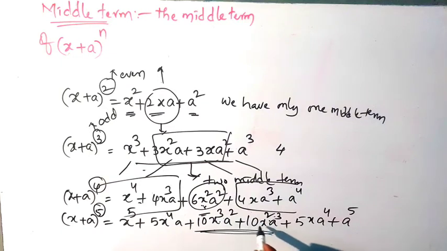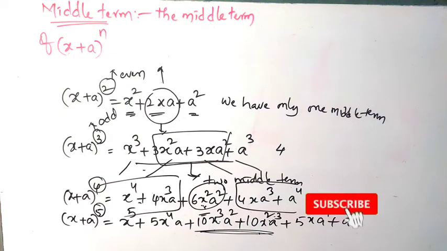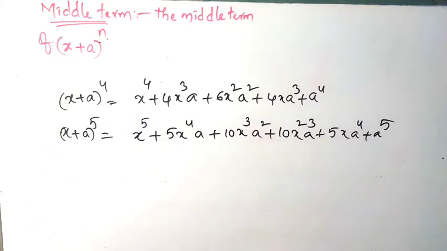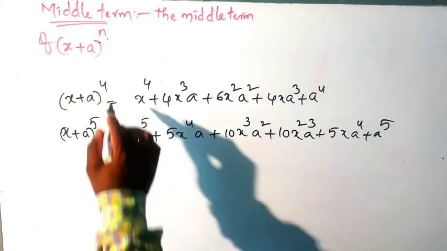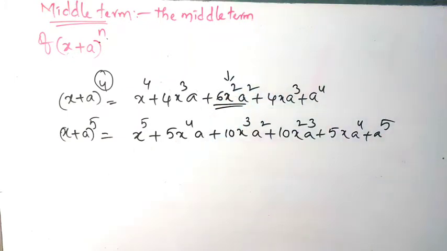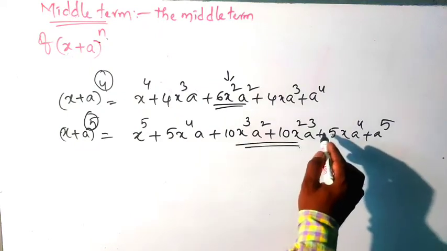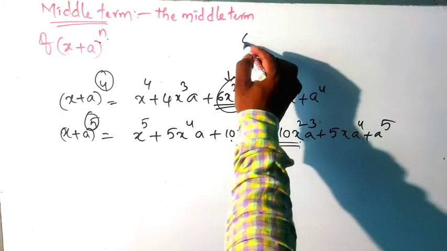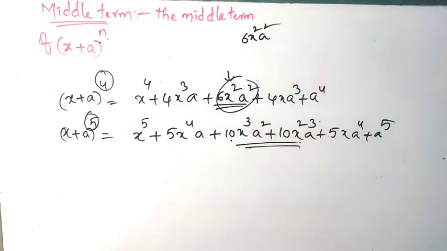Okay, how many middle terms exist here? 2 middle terms exist here. Clear? So observe this one. Now you will take the (x + a) whole power of 4 expansion and the (x + a) whole power of 5 expansion. So what are the middle terms here? This is an even number, so we have only one middle term, that is the term in between. This is an odd number, so we have in between 2 terms, they are this term and this term. So for (x + a) whole power of 4, the middle term is 6x square a square. Here the middle terms are this one.